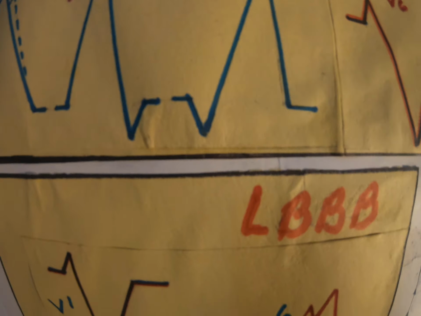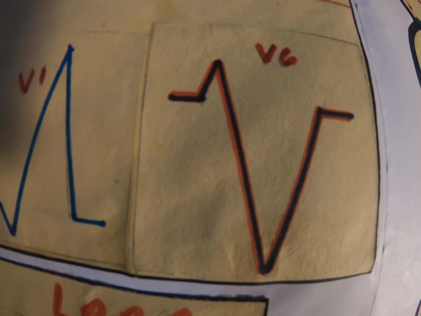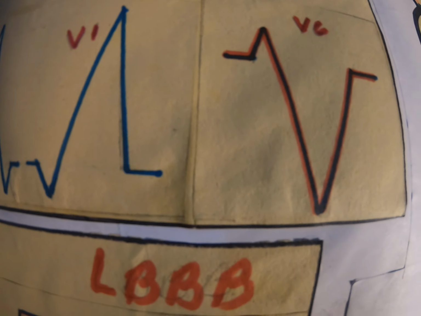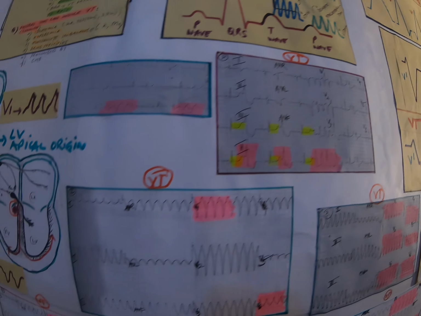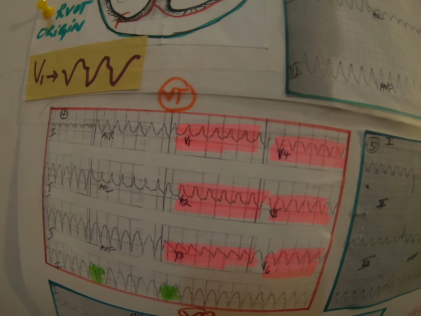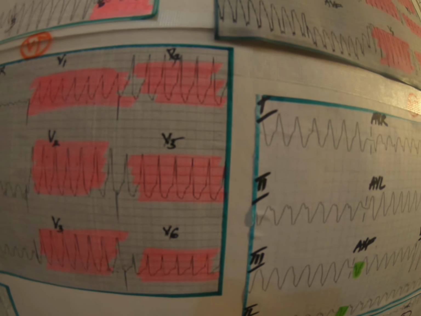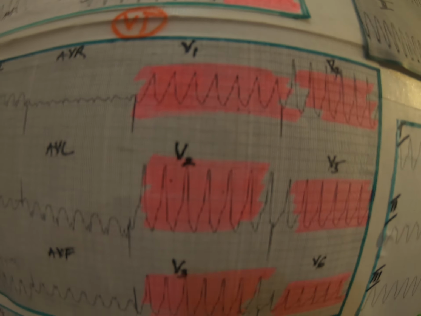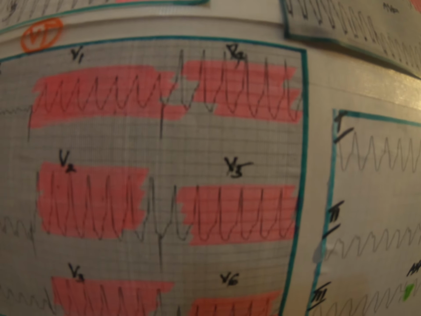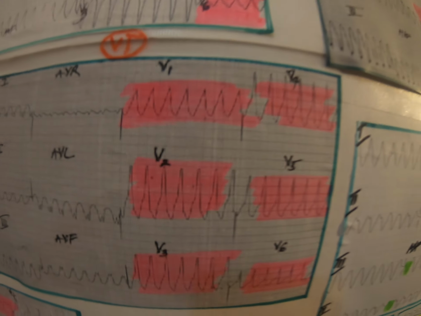So let's take a look. Upright in V1, downward in V6. So we have a VTAC. It's not concordant, but the criteria fits. Next one. This is an example of VTAC that is all upright. So it's monomorphic and it is concordant, starting from V1, 2, 3, 4, 5, 6. It's concordant, it's monophasic.